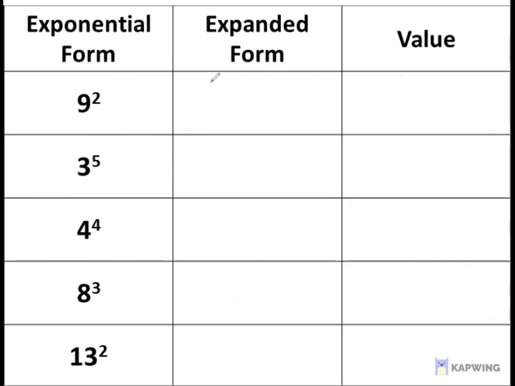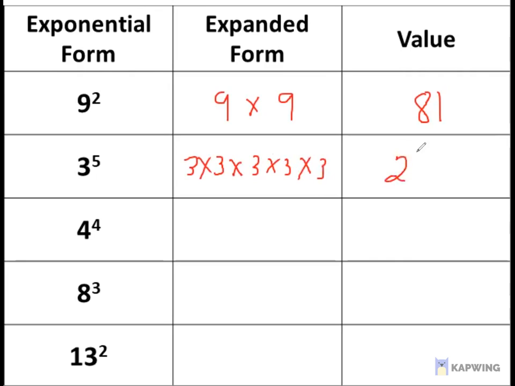So, itong 9 squared, so ibig sabihin, dalawang 9. So, that is 9 times 9. At ang sagot sa 9 times 9 ay 81. So, 3 to the 5th power. So, ibig sabihin, 5 3. So, 3 times 3 times 3 times 3 times 3. And that is equal to 243 pag minultiply nyo na yan.